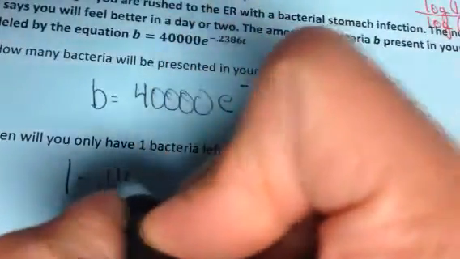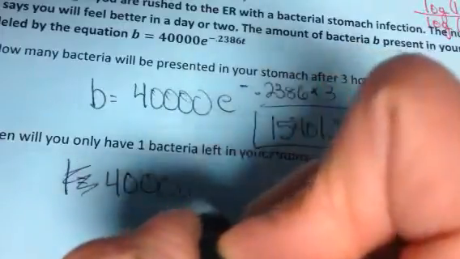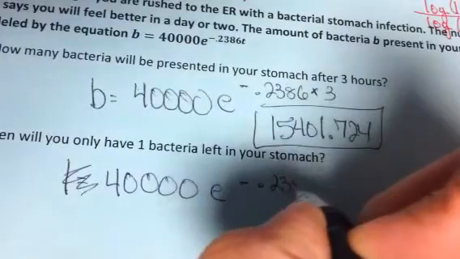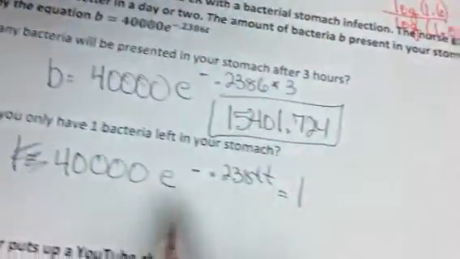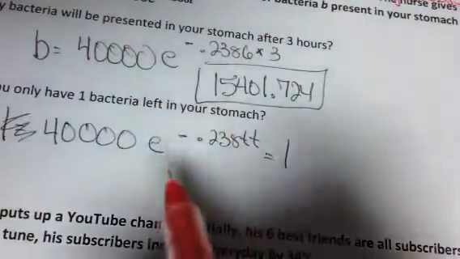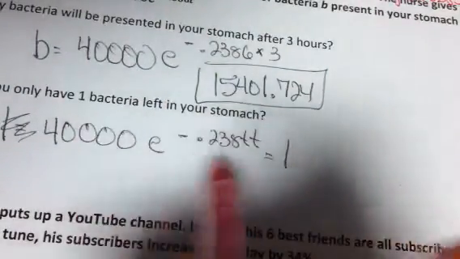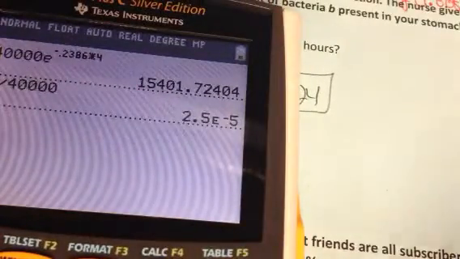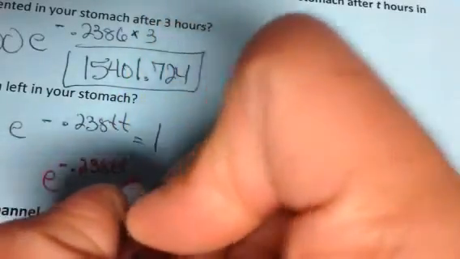So when will you only have 1 left in your stomach? Well, that means I need to put a 1 here. Actually, I'm going to put it on the other side. So this problem has a constant. It's an exponent. I'll be making it into a log. I can't make it into a log until it's just the base and the exponent. So I'm going to divide, don't subtract that 40,000. So what I need for you guys to see is the number that you're going to get. Just write that down. So that means we have e to this number equals this.